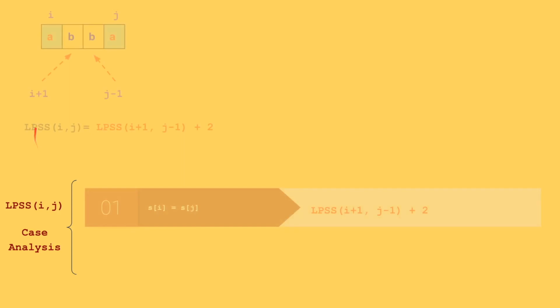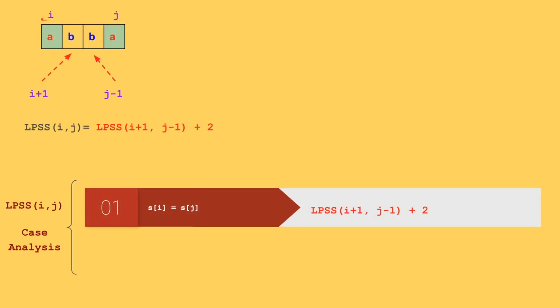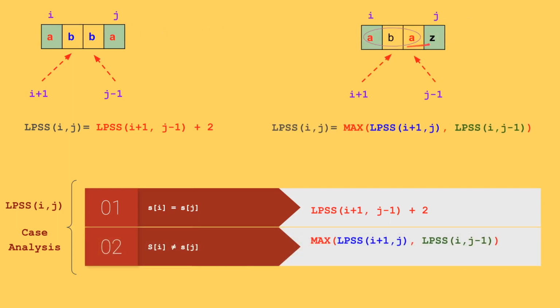So basically, if you look at a string at i and j, there are two cases. Either these two are equal or they are not equal. So for example, here I have two A's and here I have A and Z. For the first case where the two are equal, then you can say LPSS of i and j is really equal to this part, which is i plus 1 to j minus 1, so LPSS of i plus 1 to j minus 1, plus the 2 that we just added.